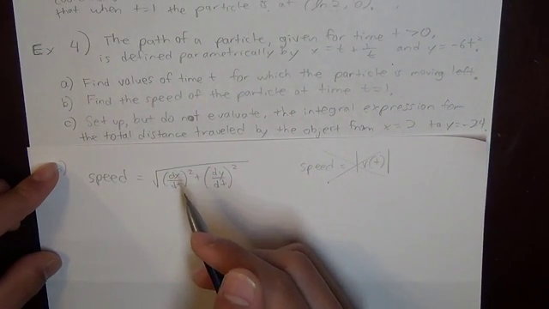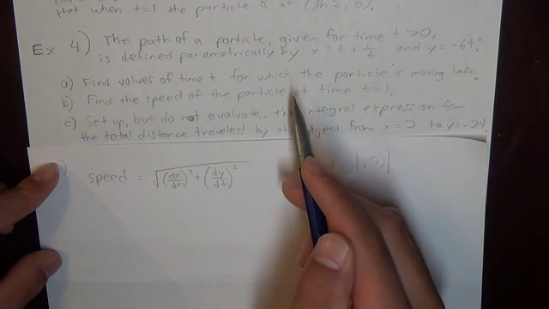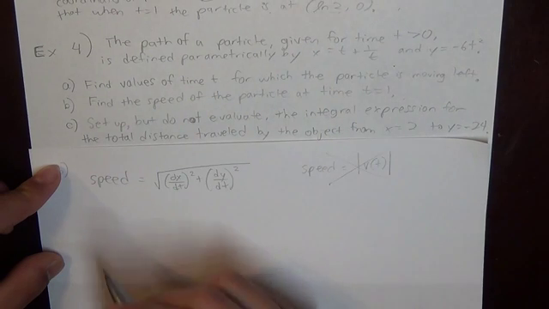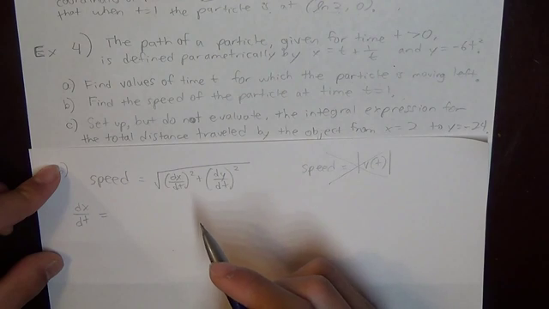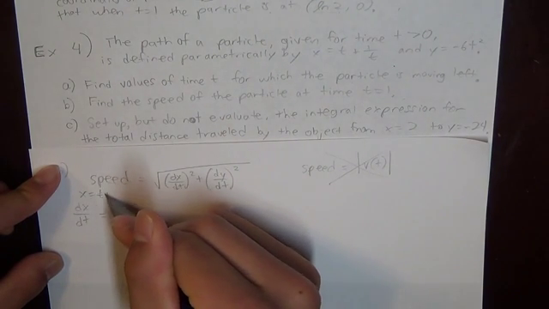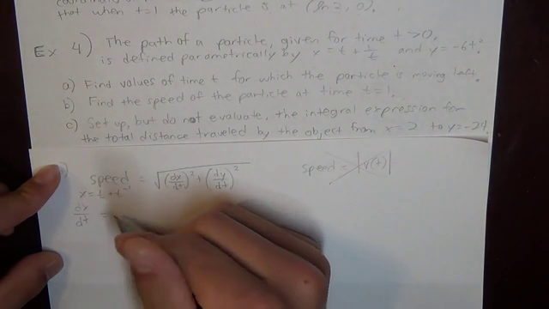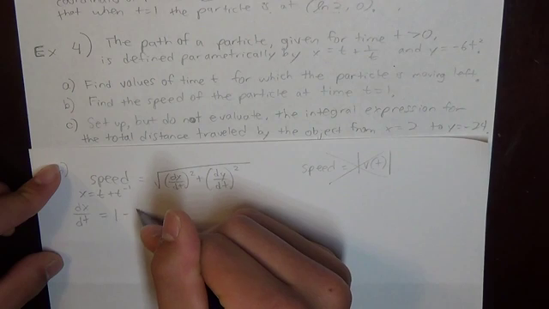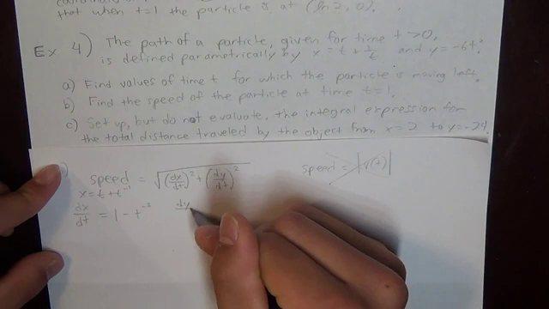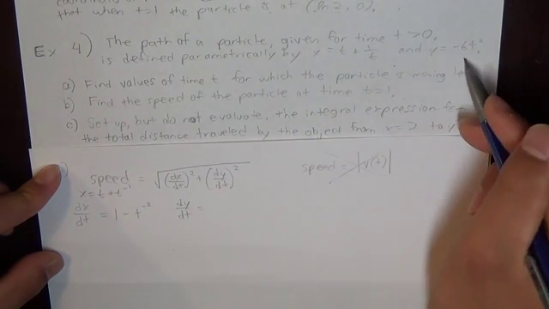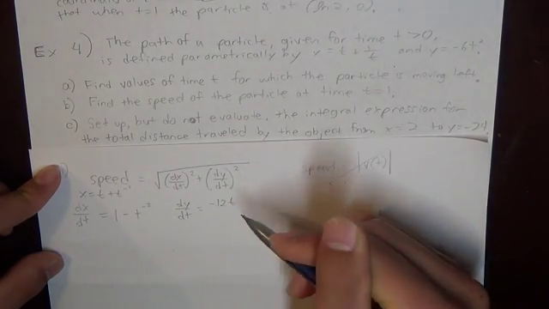So in our problem, we have to find dx/dt and dy/dt at time t equals 1. So let's find dx/dt. Let's rewrite x: it's t plus t to the negative 1. The derivative of that is 1 minus t to the negative 2. And dy/dt, if we look here, the derivative of y is negative 12t.